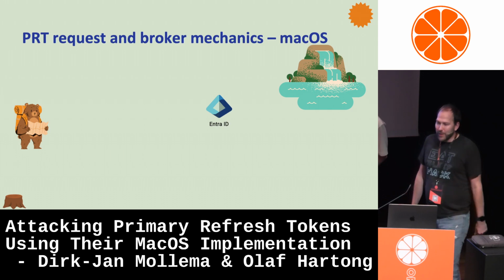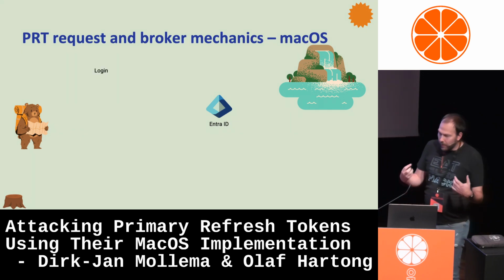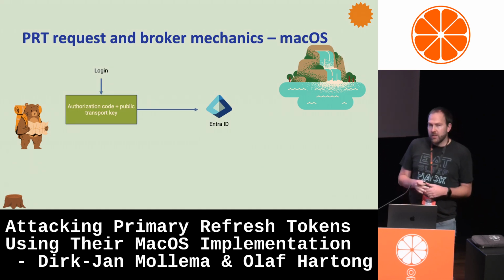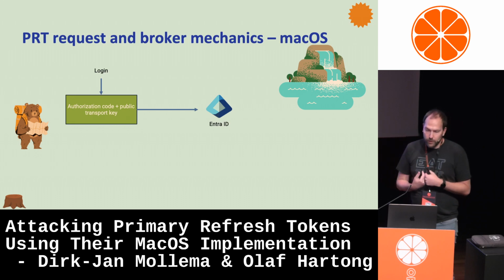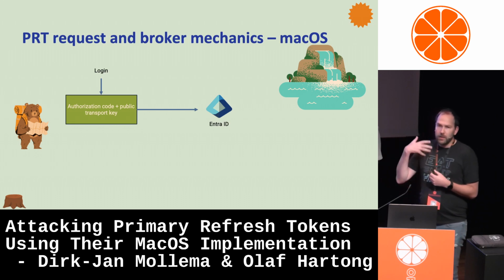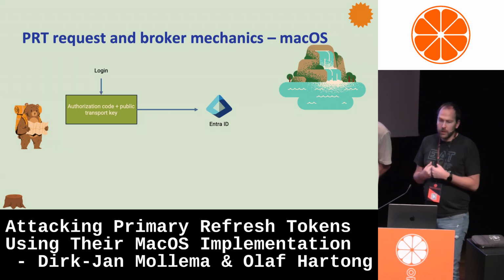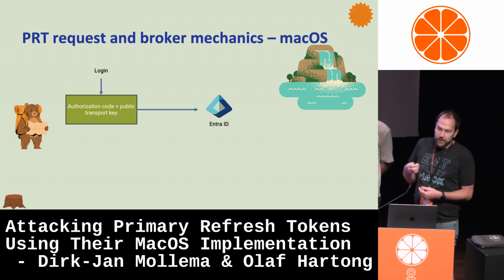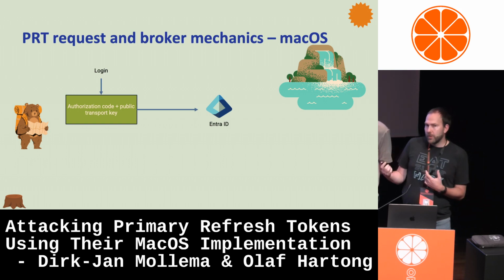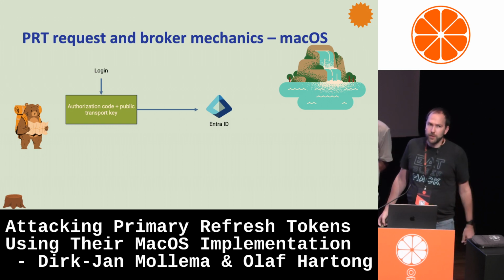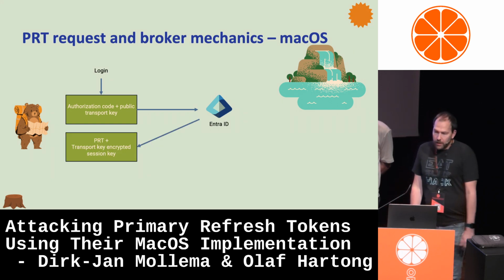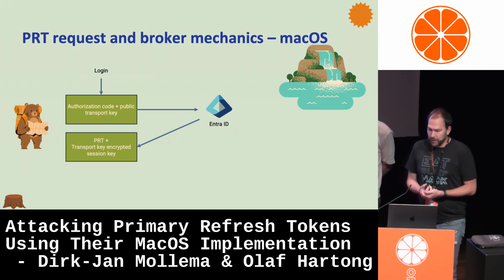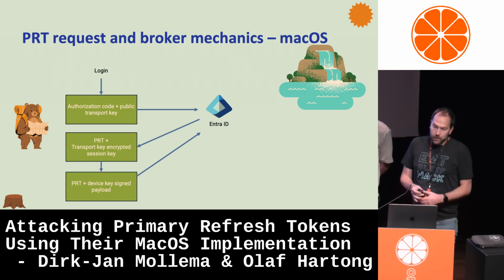Basically on macOS, the procedure looks as follows. We still log in, so we use our credentials to authenticate. In this case, it's not going to directly send that to Entra, but it's actually following the authorization code flow, which is the standard OAuth flow. In this case, it's using that with a specific client, and it's sending an on-the-fly generated transport key to Entra. So there's no device yet at this point. We haven't registered our device yet, which means that the primary refresh token that we receive is not going to be bound to a device.